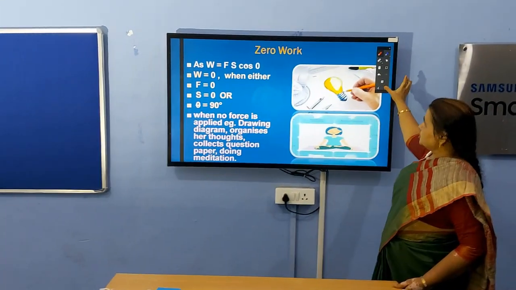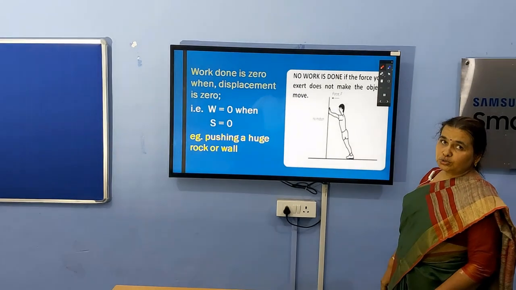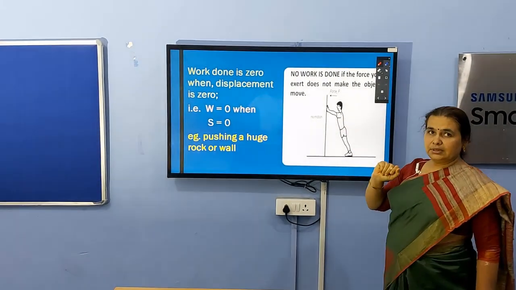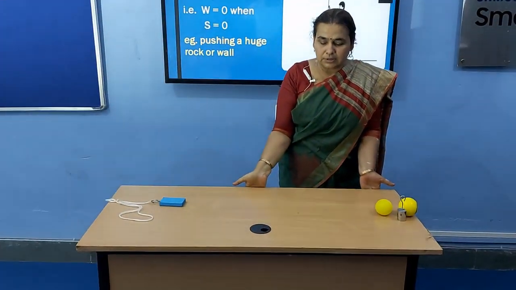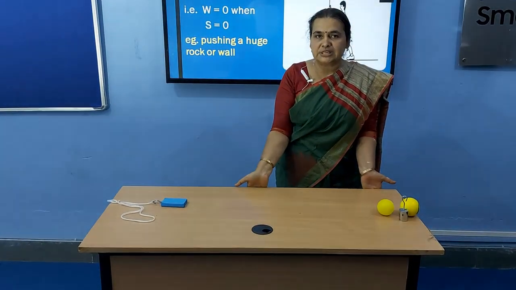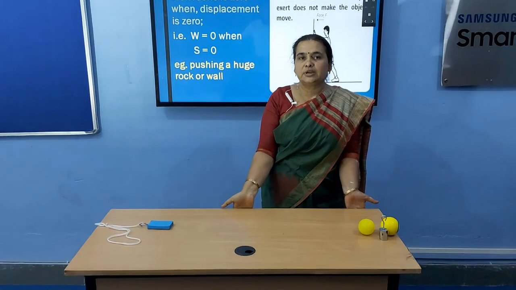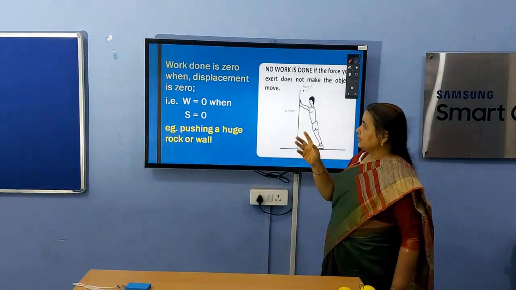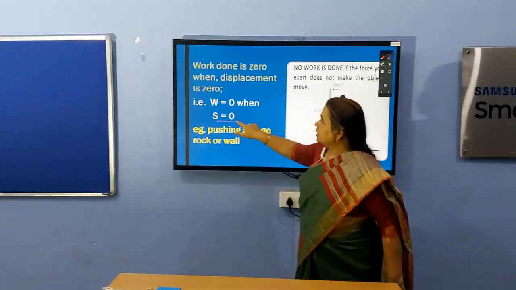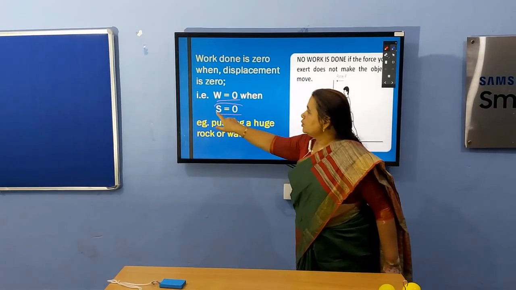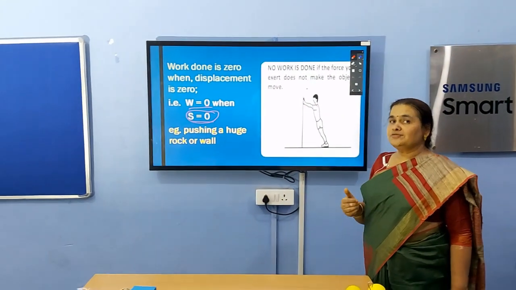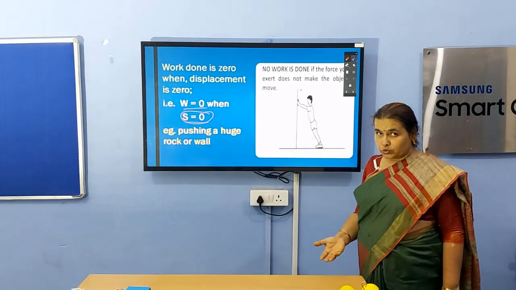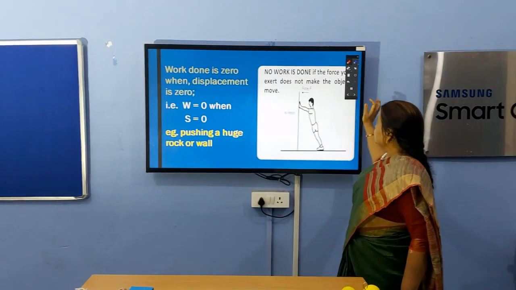What is the second condition? Let us move to condition number 2. When you are applying force, but displacement is not there. See, I am applying force, but this table is not displacing from its position. No displacement. And if no displacement is there, that means work done is zero due to zero displacement of the object. This ball is not moving. What are the other conditions in which displacement is zero even when force is applied?